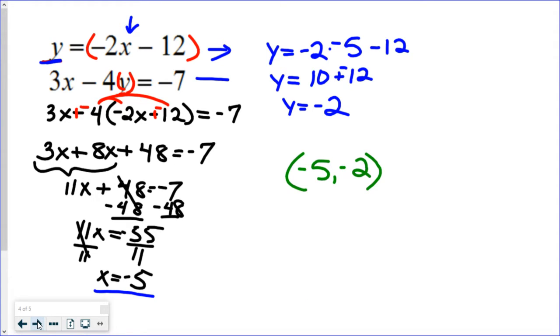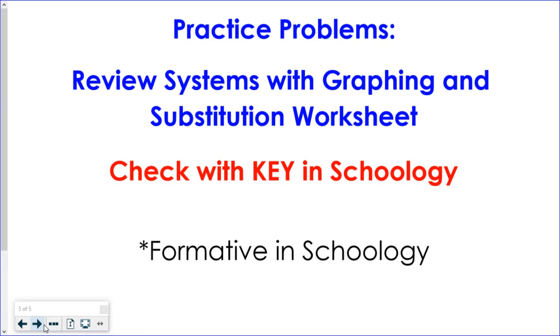Okay? Okay, so make sure you're understanding both graphing and substitution. Got a nice little review. Do graphing when it asks for graphing. Do substitution when it asks for substitution. And make sure you have graph paper out for today's formative, okay?